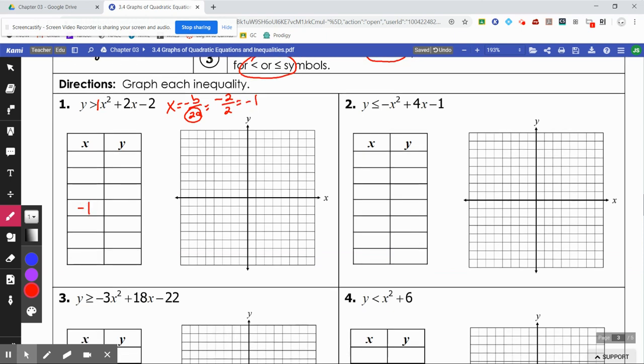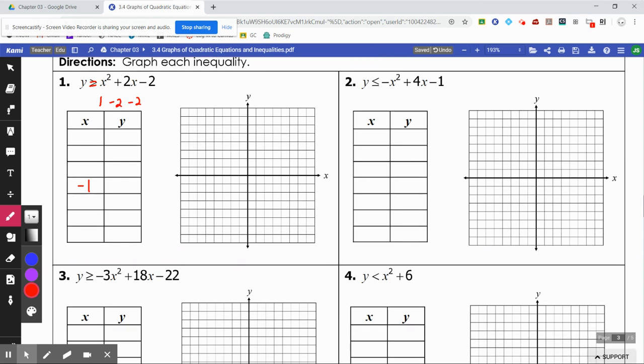Plug that value in to find your vertex. And again, we're plugging it into the equation. We're actually graphing y equals x squared plus 2x minus 2. So when you plug that negative 1 in, when we square it, gives us 1. We multiply 2 times negative 1, which gives you a negative 2. So we get 1 minus 2, which would be a negative 3. So my vertex is located at negative 1, negative 3, which is right there.